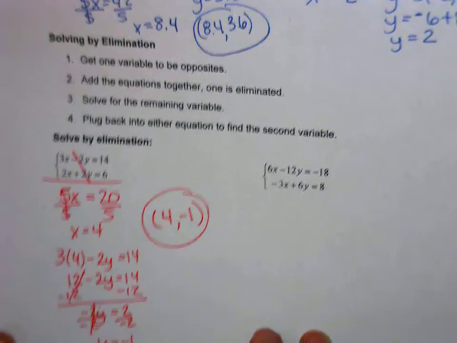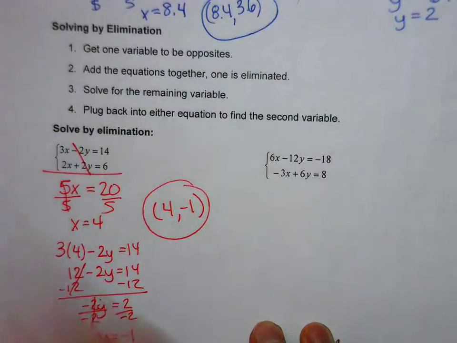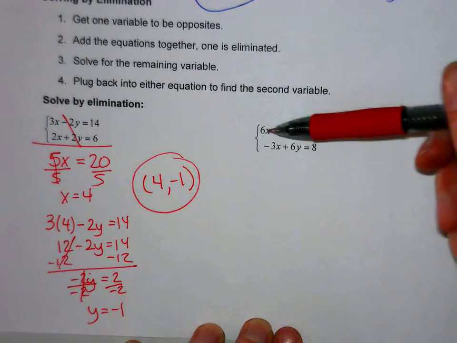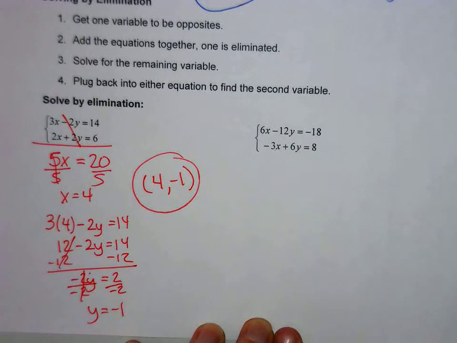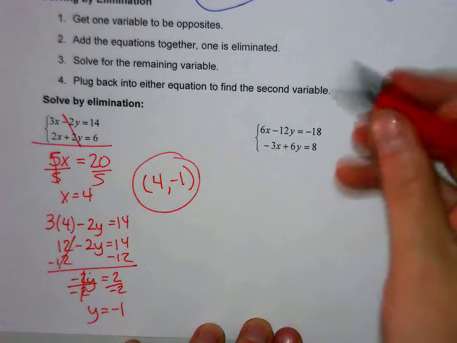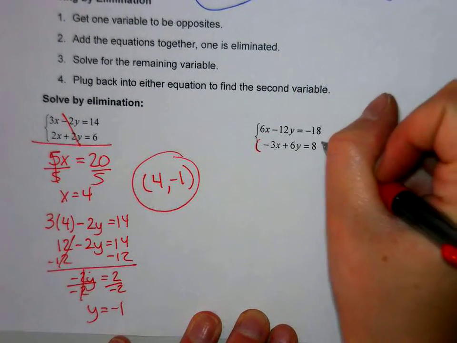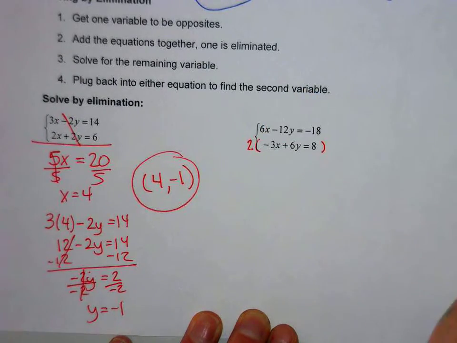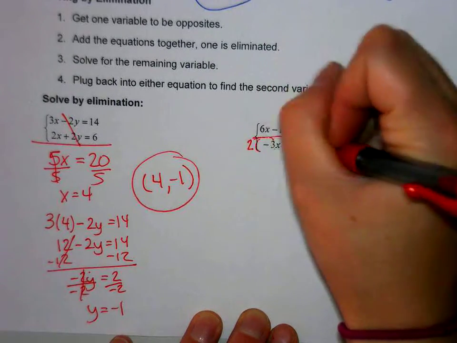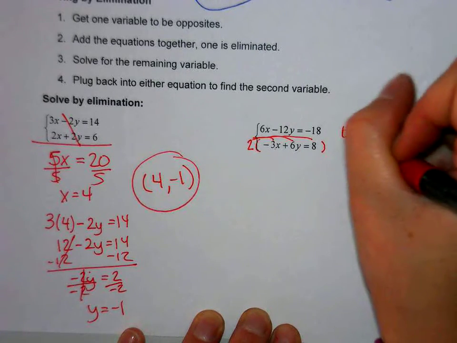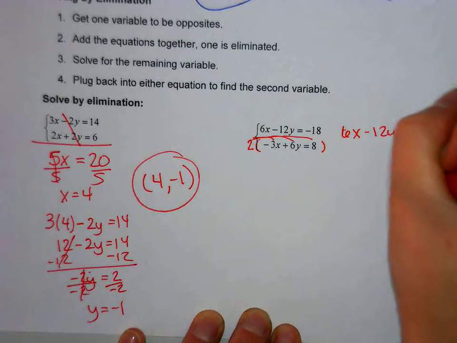Okay, so let's take a look at this next one. If I look at both my x's and my y's, right now I can't eliminate either one because nothing will add together to be 0. So if I multiply this bottom equation by 2 and distribute it to everything in there, this top one stays the same. We still have 6x minus 12y equals negative 18.